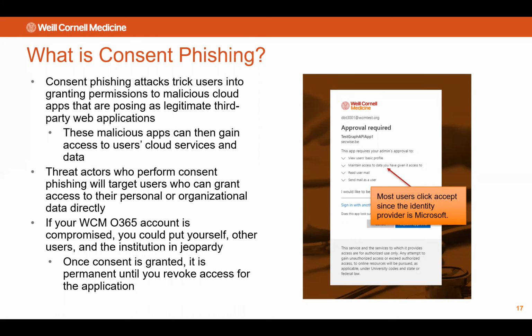Once consent is granted, it's permanent until you revoke access for the application. So if you agreed to all of these apps' permissions, they would retain those permissions to your information until you revoke them. Even if you change your password, even if you enable two-factor authentication, this app would still have all of these permissions until you actually revoke access to the application. Sometimes threat actors create these fake apps that seem benign, but have all of these different levels of permissions that can access your data.